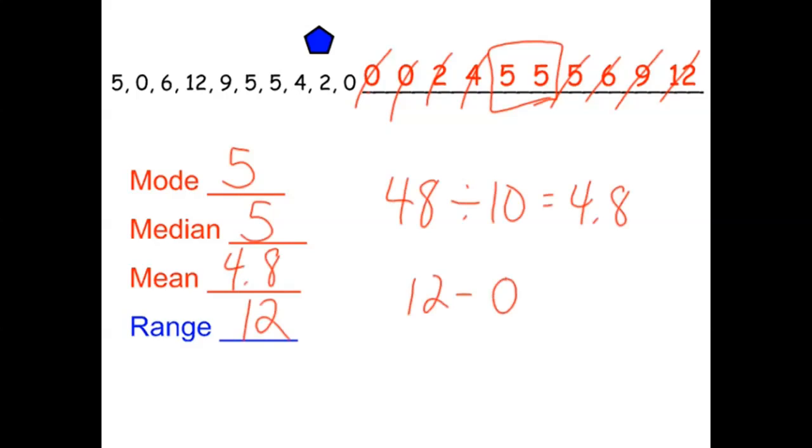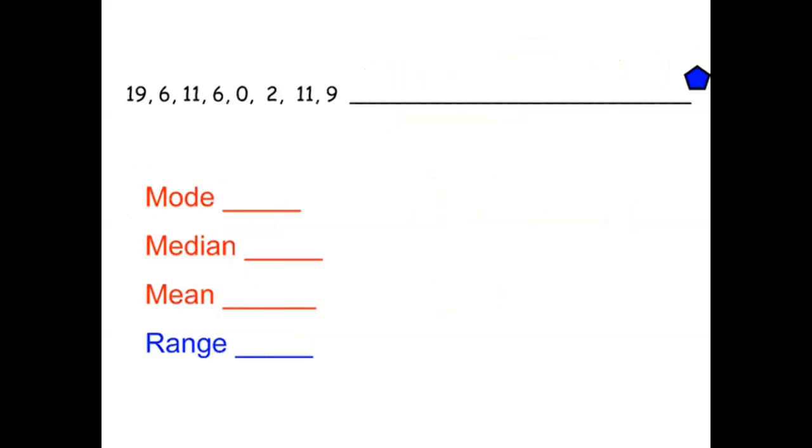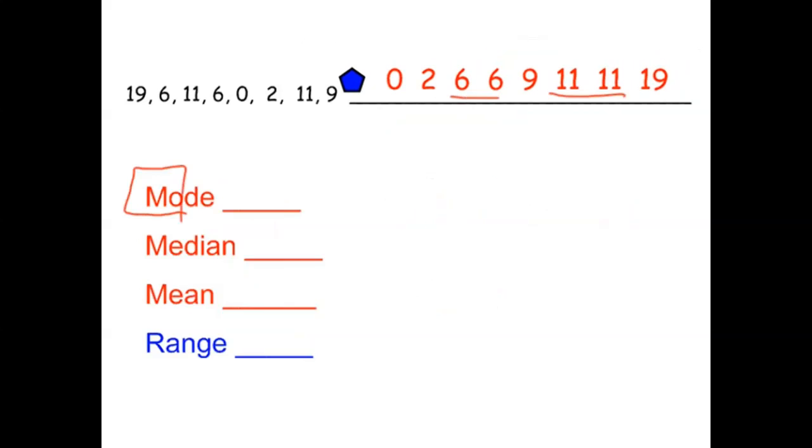Let's take a look at another set of data. Again, I've already put them in order from least to greatest. We'll start with the mode. Remember, mode is the most common appearing number. And here you'll notice we have 2 6s, we have 2 11s. You can have 2 modes. That would be bimodal. You could even have 3 modes. So 6 and 11, we have 2 modes in that data set.